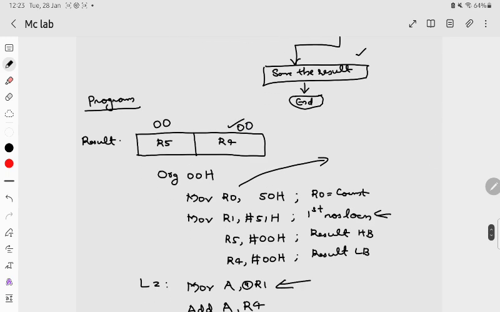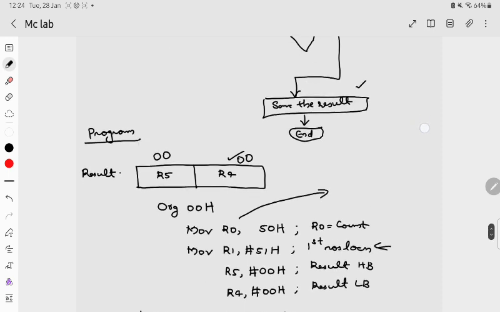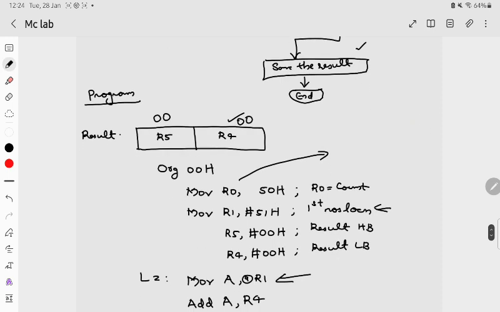So then we have a count that we need to take, that I didn't write here. So take the count, that is also there. You can do it after the initialization, take count. So that count we are going to get it in R0.